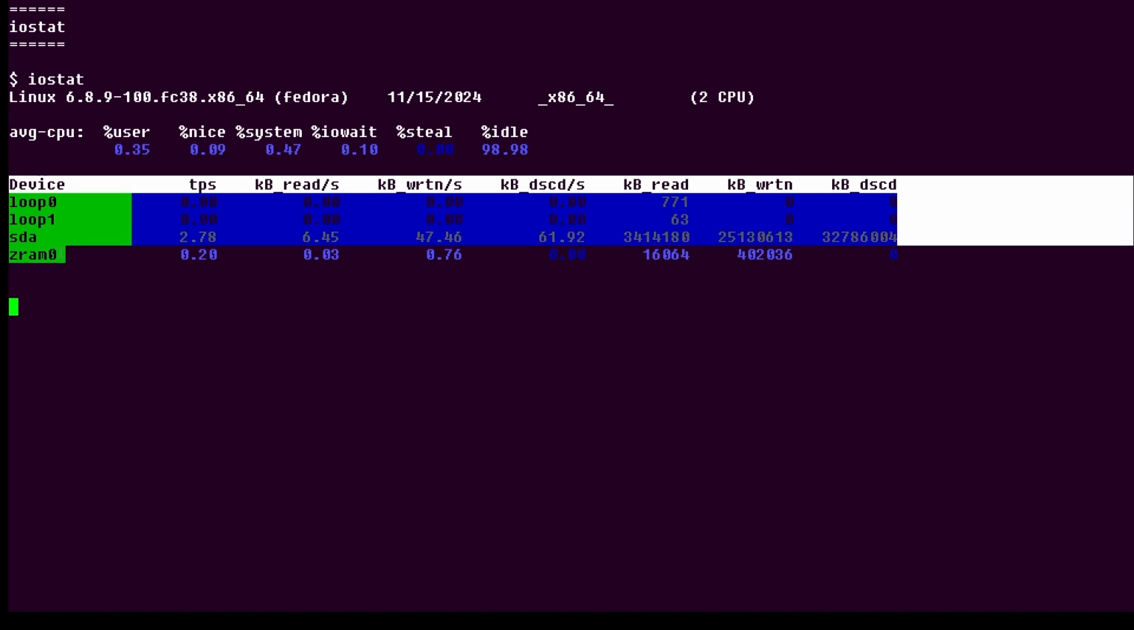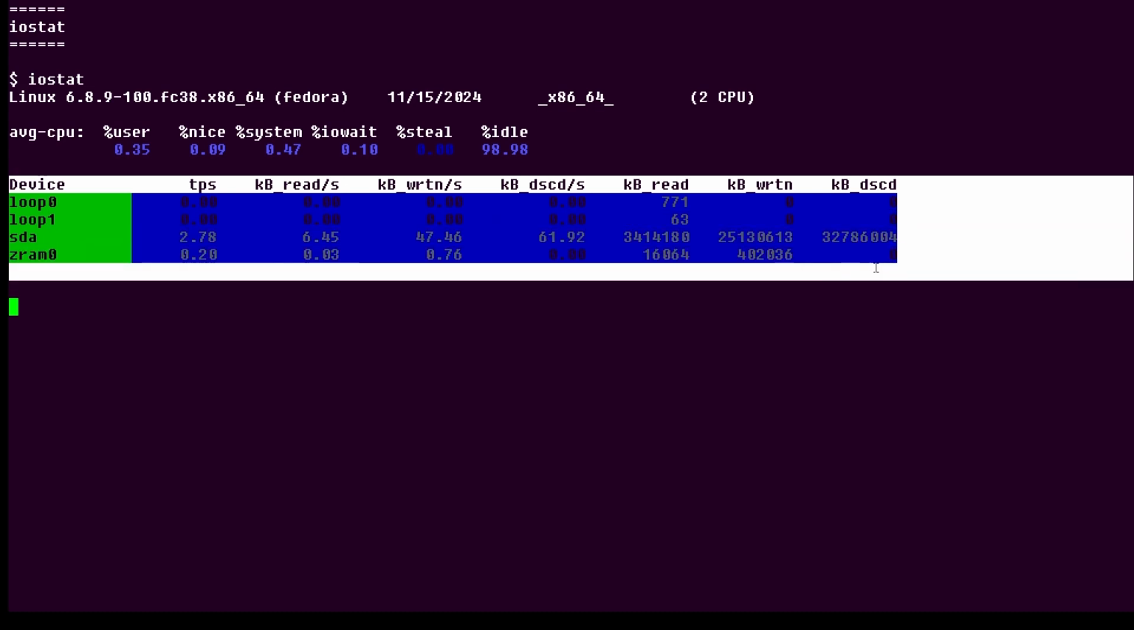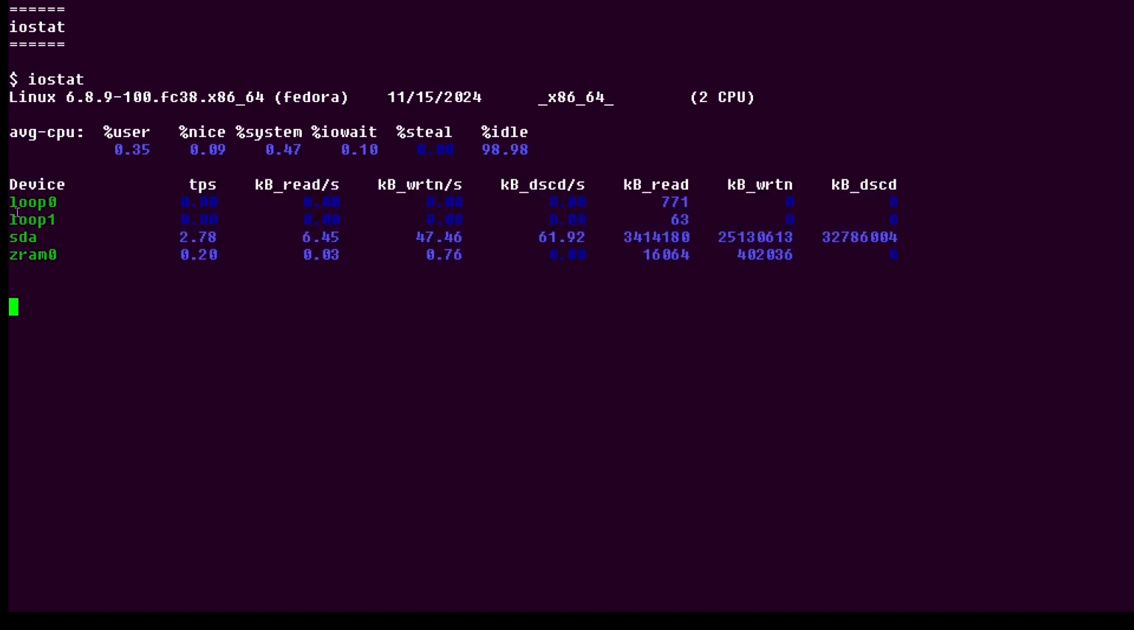Below that, we see the devices that we're looking at here, and we see the two loop 0 and loop 1 devices, the hard disk here, and RAM. And let's just look at activity for the disk, and we can see transactions per second. It's right here.